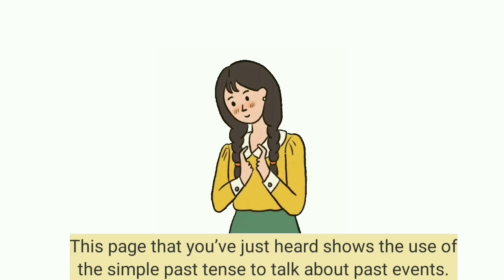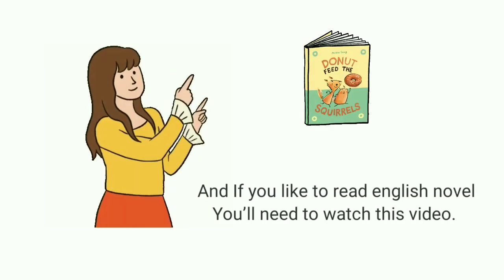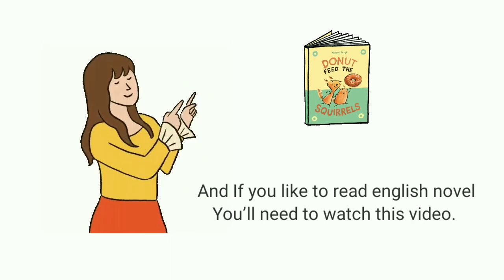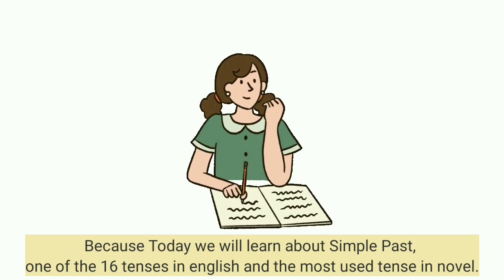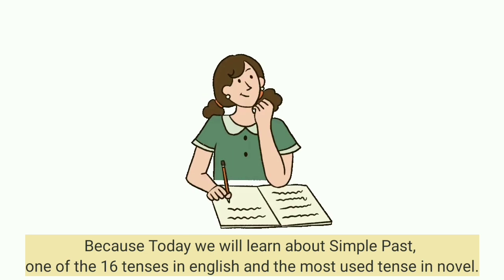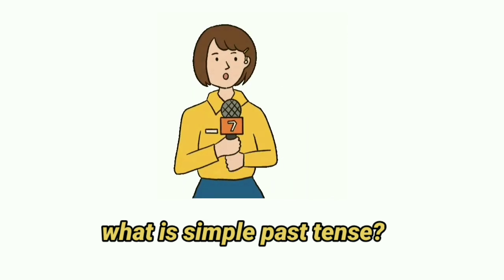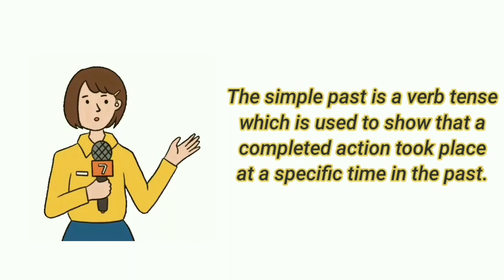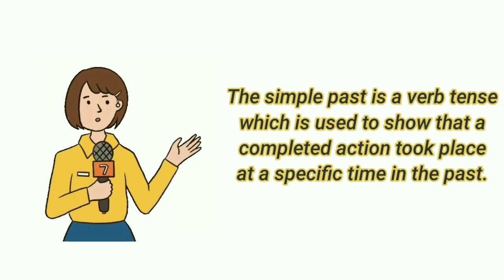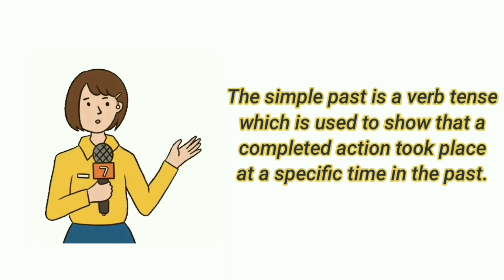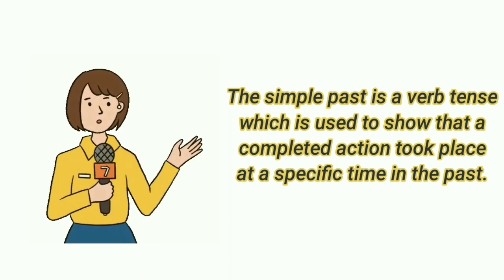This passage that you've just heard showed the use of the simple past tense to talk about past events. And if you like to read English novels, you'll need to watch this video, because today we will learn about the simple past, one of the 16 tenses in English and the most used tense in English novels. But first, what is the simple past tense? The simple past is a verb tense which is used to show that a completed action took place at a specific time in the past.